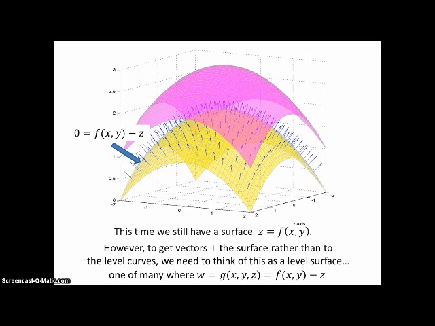Maybe it's some other number, but when we compute the gradient, we don't care about that other number, because when we take the partial derivatives, whatever number is on the left there will go to 0. So the gradient then is just going to be the vector whose components are the partial derivatives with respect to x, y, and z respectively.